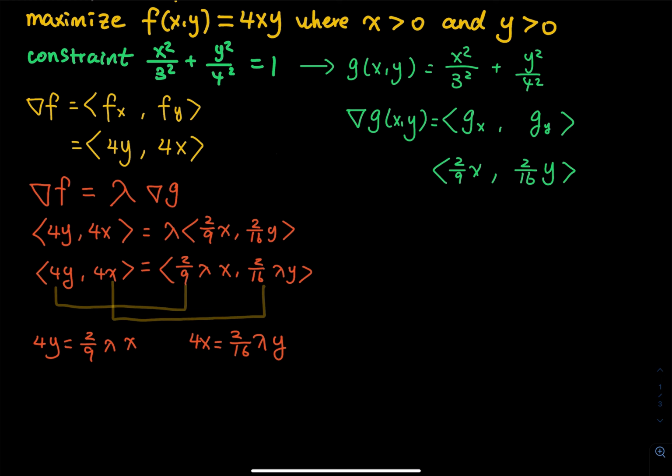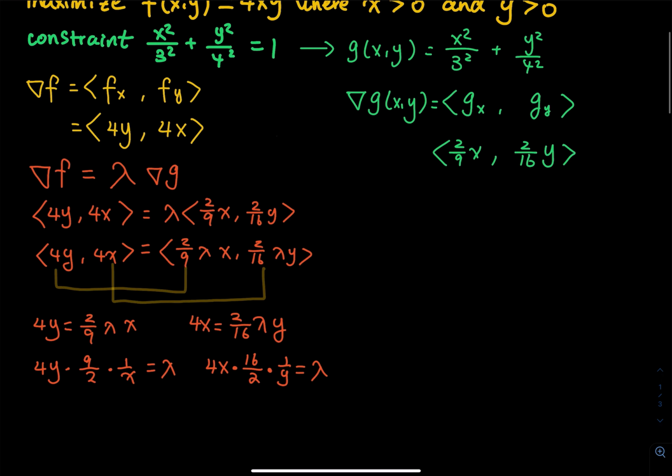So we have 4y, and we multiply by the reciprocal 9 over 2 and divide both sides by x, which equals lambda. This side is 4x times 16 over 2, times 1 over y, equals lambda. So we have lambda on one side. Before we set them equal, let's clean that up a little bit. 4 and 2 is 2, and 2 times 9 is 18, so we have 18y over x equals lambda. On the other side, 2 times 16 is 32, so 32x times 1 over y equals lambda. So we have lambda on one side, and then we set the 2 lambdas equal.